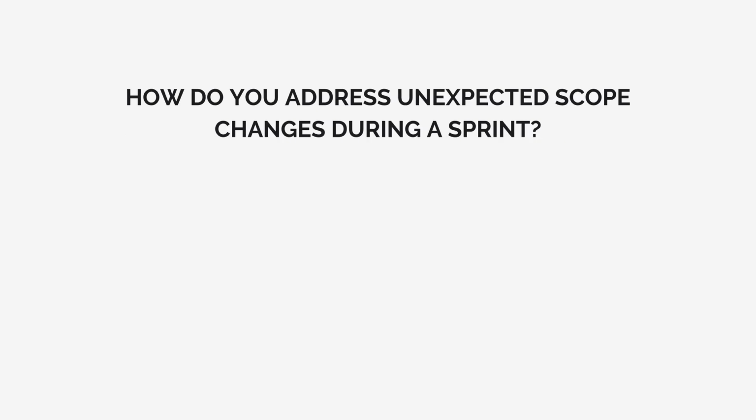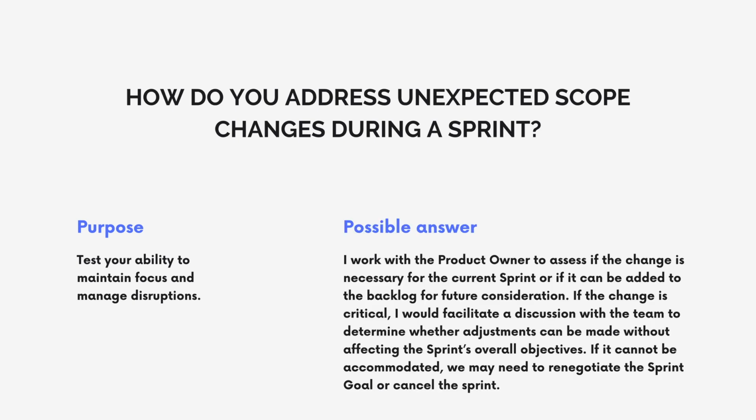Next up, how do you address unexpected scope changes during a sprint? Here, the purpose of this question is to test your ability to maintain focus and manage disruptions. Possible answer is that you work with the product owner to assess if the change is necessary for the current sprint or if it can be added to the backlog for future consideration. If the change is critical, you would facilitate a discussion with the development team to determine whether adjustments can be made without affecting the sprint's overall objectives. If it cannot be accommodated, then this needs to be renegotiated with the sprint goal, or perhaps even cancel the sprint to start a new sprint with these unexpected scope changes as part of the sprint planning.